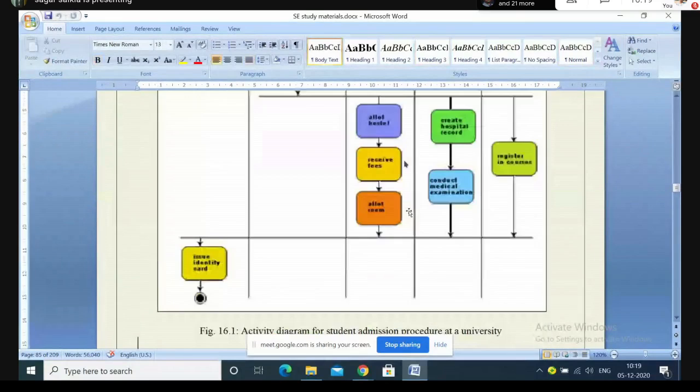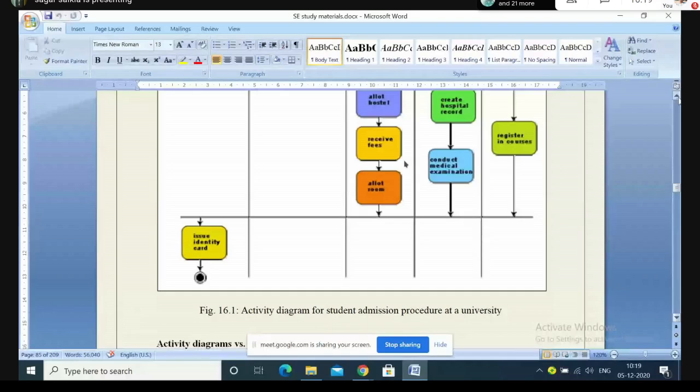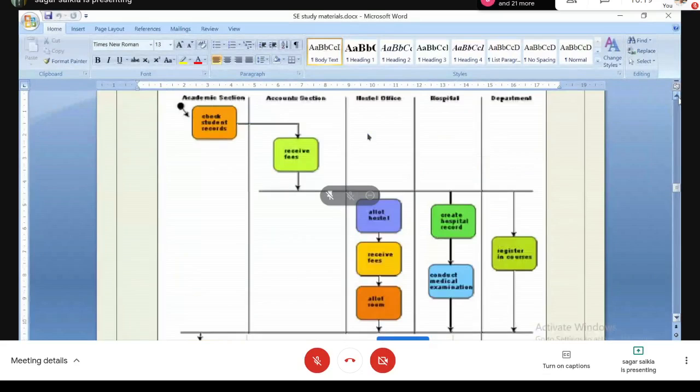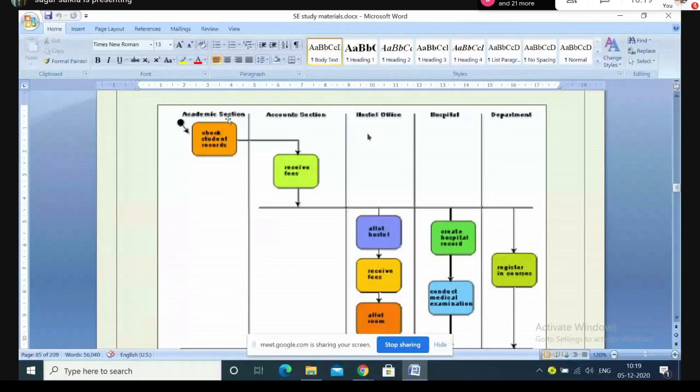So if you look here, a college or an institute will have various sections or activities taking place. First is the academic section, which will keep track of all the student records of those who have taken admission. The account section will look into the payment of fees. Until the payment of fees is done, admission has not been confirmed. Once the fees have been received, the other activities take place simultaneously.